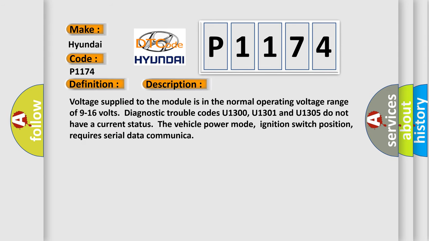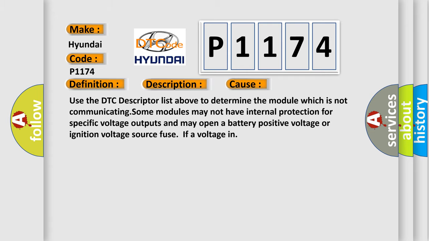Voltage supply to the module is in the normal operating voltage range of 9 to 16 volts. Diagnostic trouble codes U1300, U1301 and U1305 do not have a current status. The vehicle power mode, ignition switch position, requires serial data communication. This diagnostic error occurs most often in these cases. Use the DTC descriptor list above to determine the module which is not communicating. Some modules may not have internal protection for specific voltage outputs and may open a battery positive voltage or ignition voltage source fuse if a voltage in.